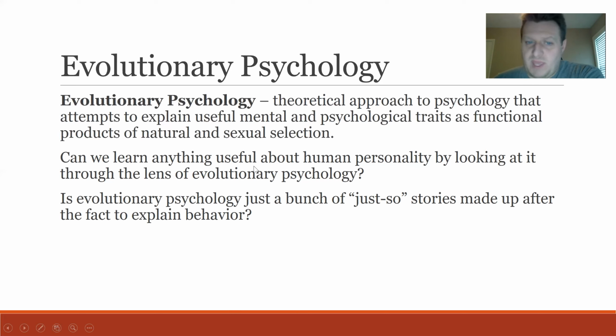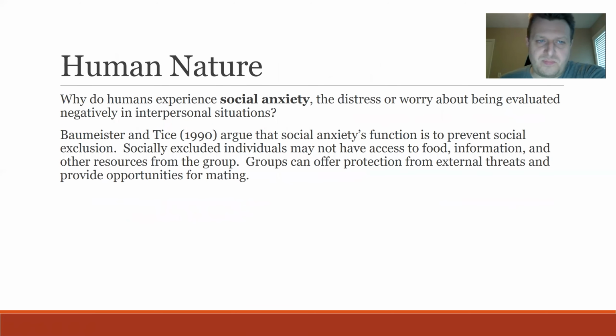But it might be important to try to explain why human beings are the way that they are by at least thinking about the selective pressures on our ancestors. It might be important, and we might be able to explain some interesting things about human beings by looking at that. All right, so let's give a couple of examples here. Let's look at something that's unique to human beings. So let's look at social anxiety, so getting nervous about being in front of a large crowd of people.